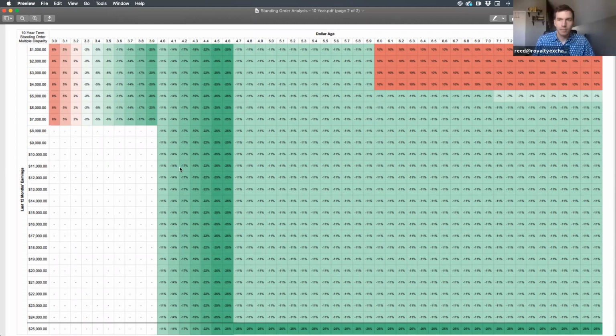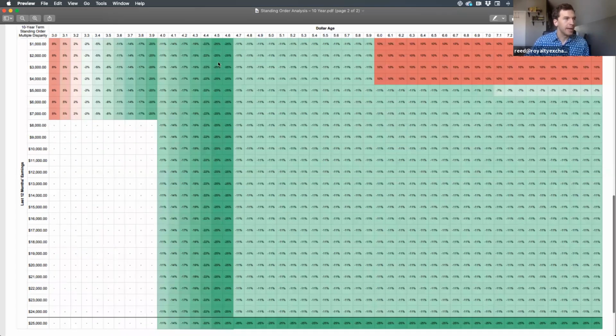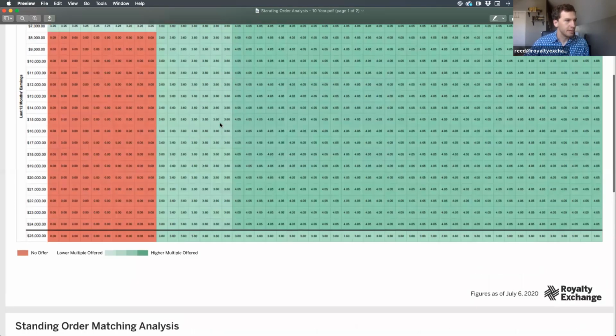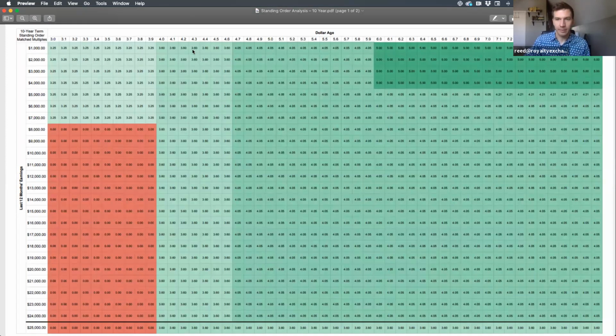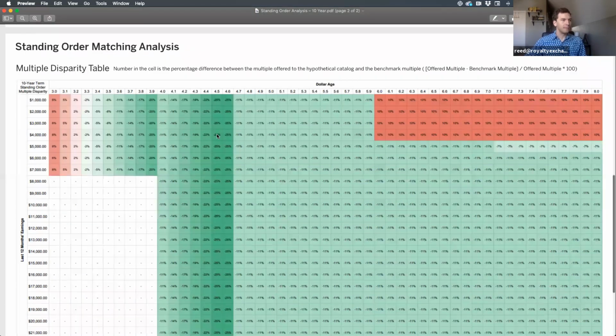Okay. Yeah, and then the last thing I'd say is, the way I'd use this chart is identify these areas of opportunity, say between 4 and 4.6 on this disparity table, and then scroll back up to the matched multiples table and find, okay, I need to beat 3.6 times for that range. I can do that with, say, a 3.7 times offer still, and capture a little bit more of this area here. That's basically the very basic overview.